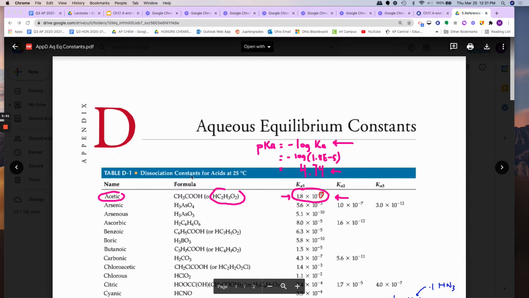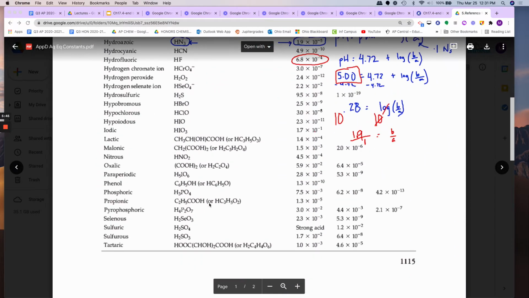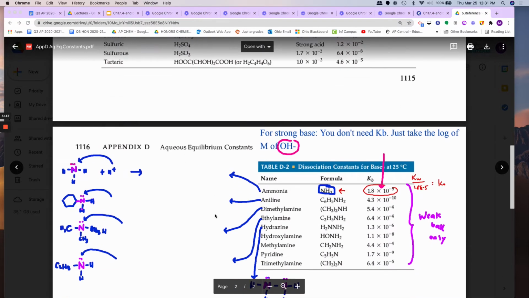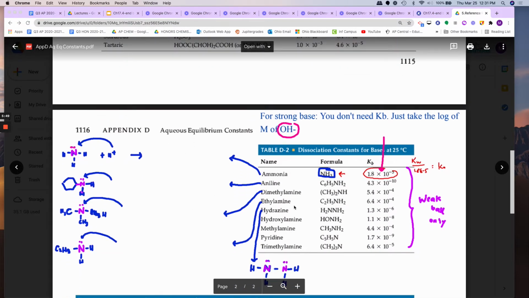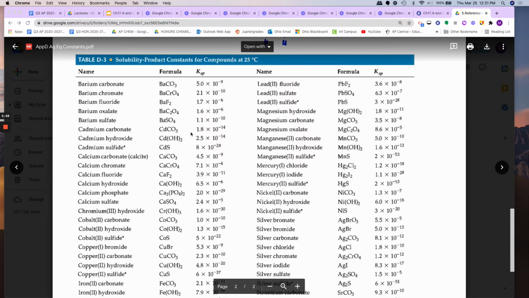Let's look at our Appendix D. In Appendix D, you find the Ka for the acids and the Kb for the bases. Underneath that, you can also find the solubility product, or Ksp. Let's see how we can read this.